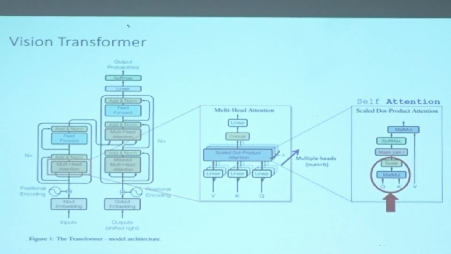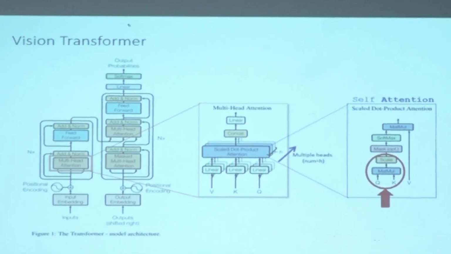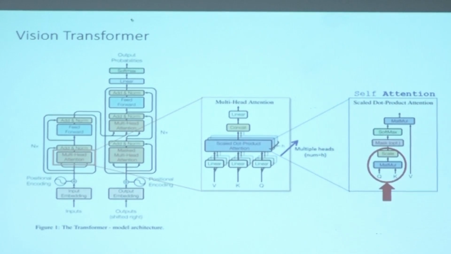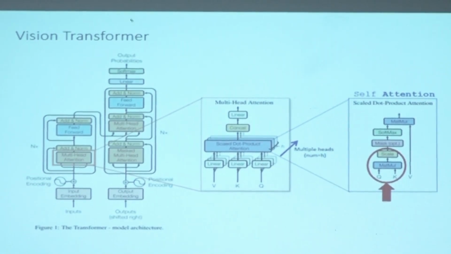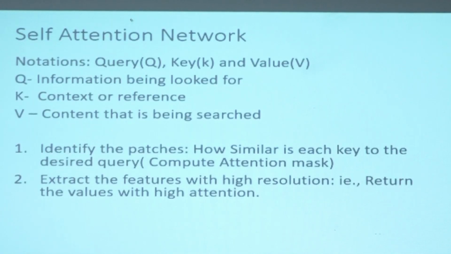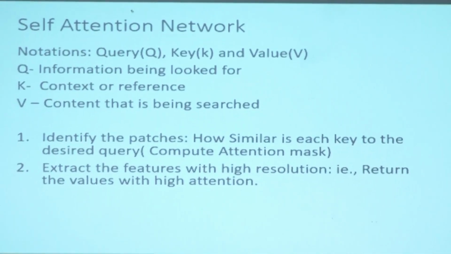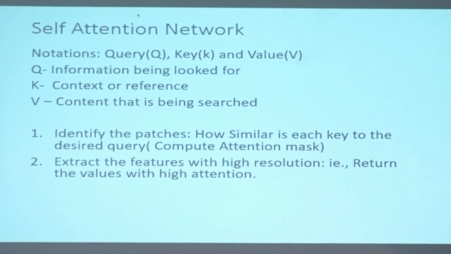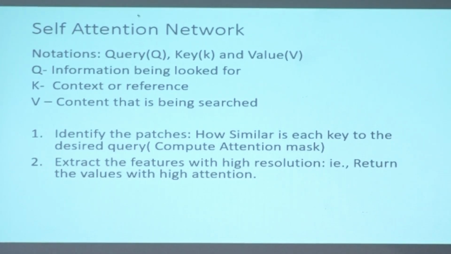So how does a self-attention network work? For a self-attention network we should have basically a query, a key and a value. The query is nothing but what question we are posing, key is the main criteria, and value is what output we got. In the notation, Q is the information being looked for, K is the context or reference, and V is the content that is being searched.